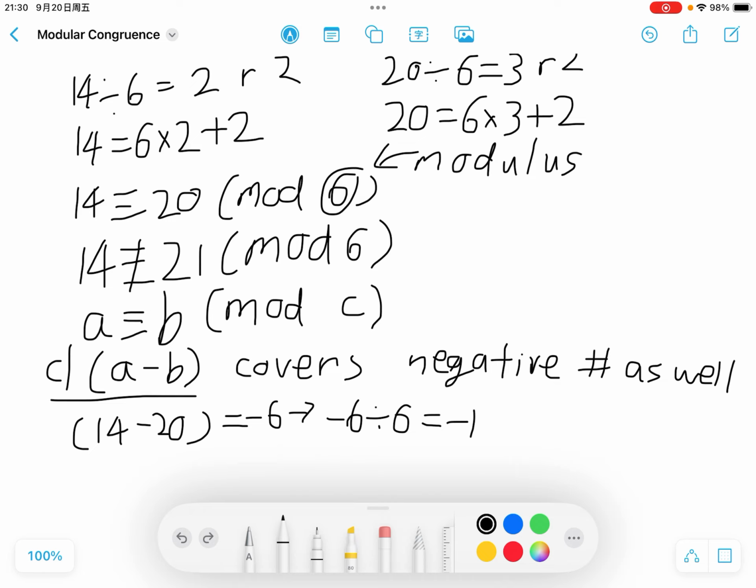Okay, so that's just the basics for modular congruence.